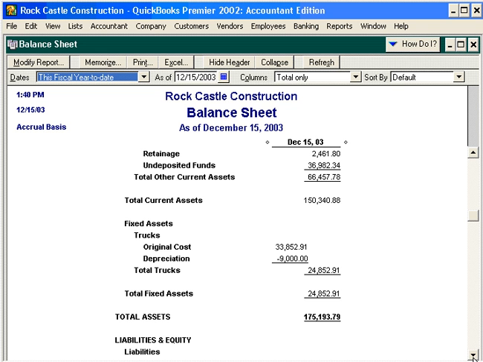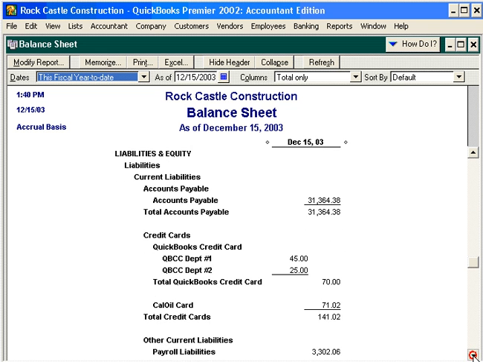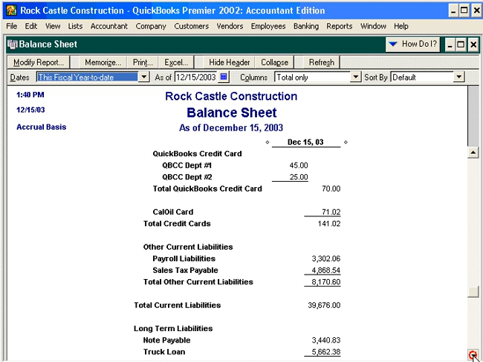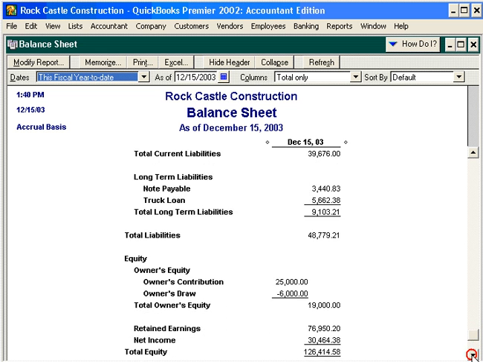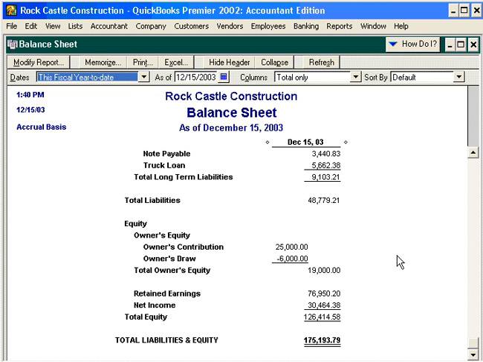The next section on our balance sheet is our liability section. This is everything that we owe. Our total liabilities right now are $48,779. And the third and final section on our balance sheet is the equity section. This is the most confusing section of all the financial statements. Think of it as the book value of the business versus the market value. The market value can be quite different from the book value.